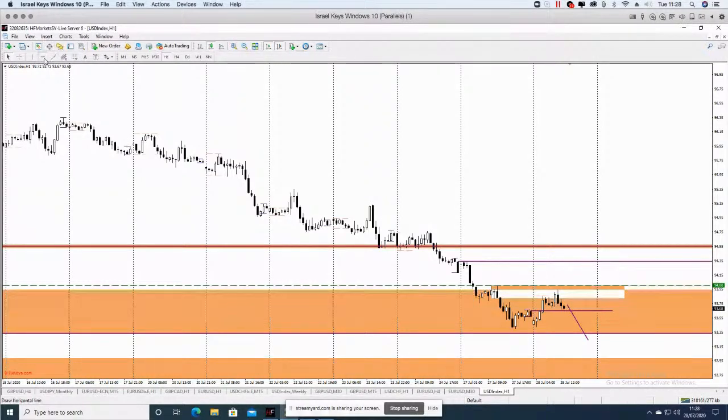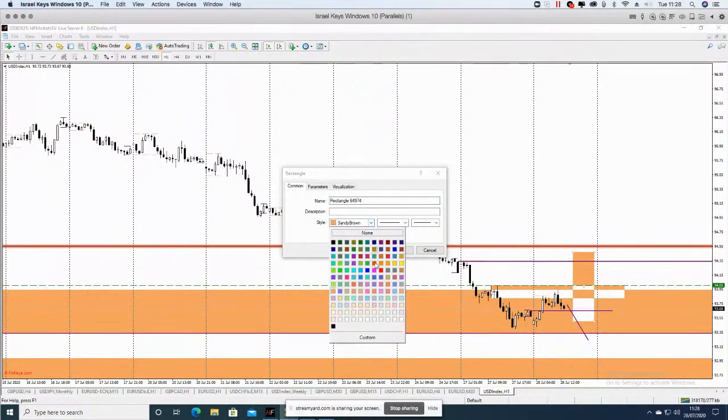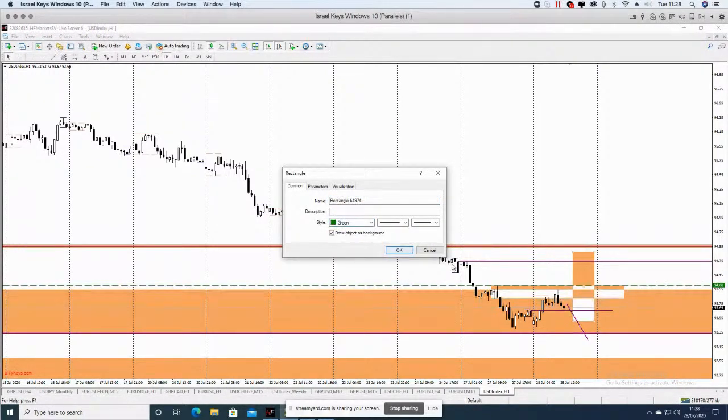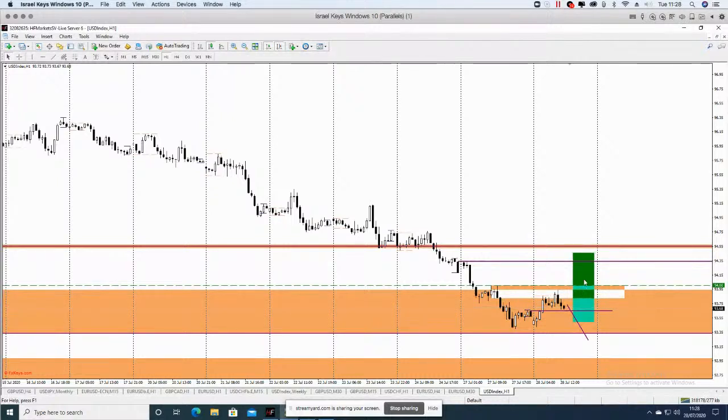If it closes above here today, say for instance it does this today or tomorrow, anytime. If it does this, this will be a green candle because it's a bullish candle. If it were to do this today and close above this level here, then I now start looking for a long-term buy profile or buy system.